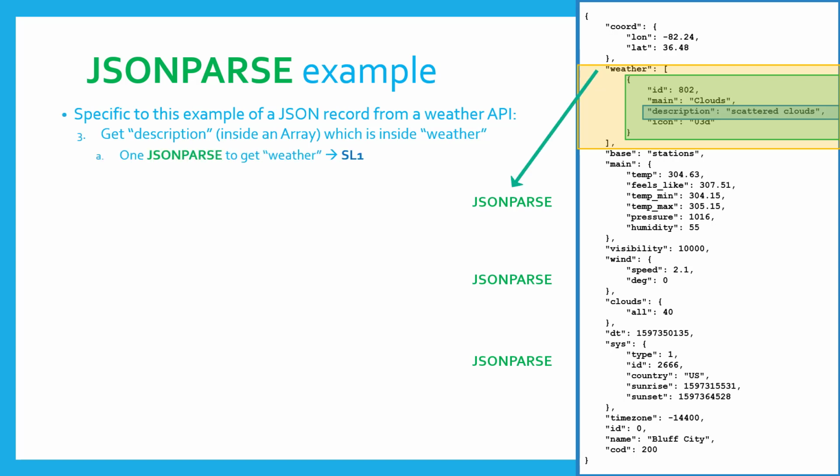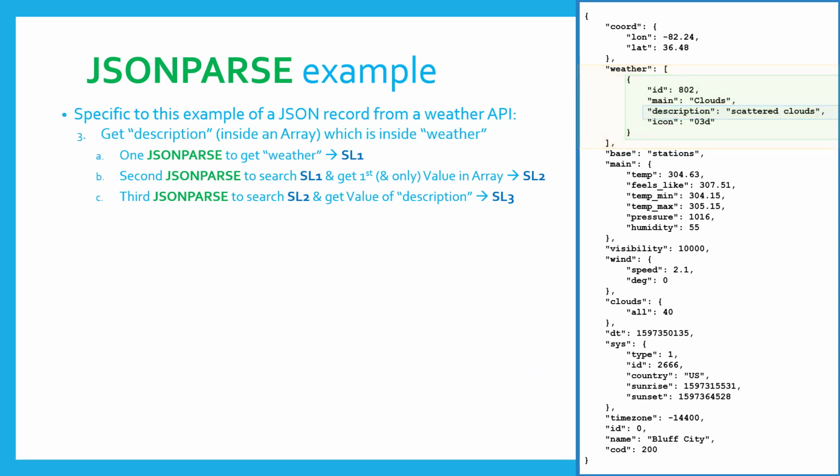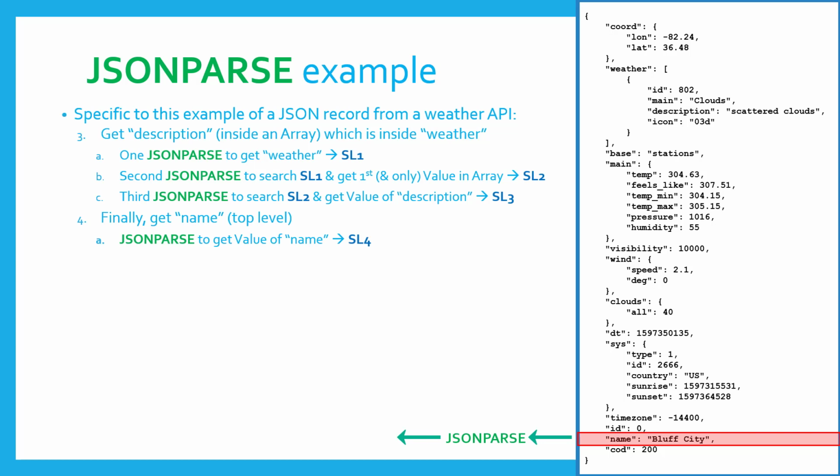So we'll use one to get weather. We'll store that in SL1. Then we'll use the second one to get the only value in that array. Thus, it will be at index 0. We'll store that in SL2. Then we'll be able to get the description out of SL2 with a third JSON parse. We'll store that in SL3. We now have a description of the weather of our city. Finally, we'll get the name of the city. This value is on the top level. This JSON parse will store the name in SL4.